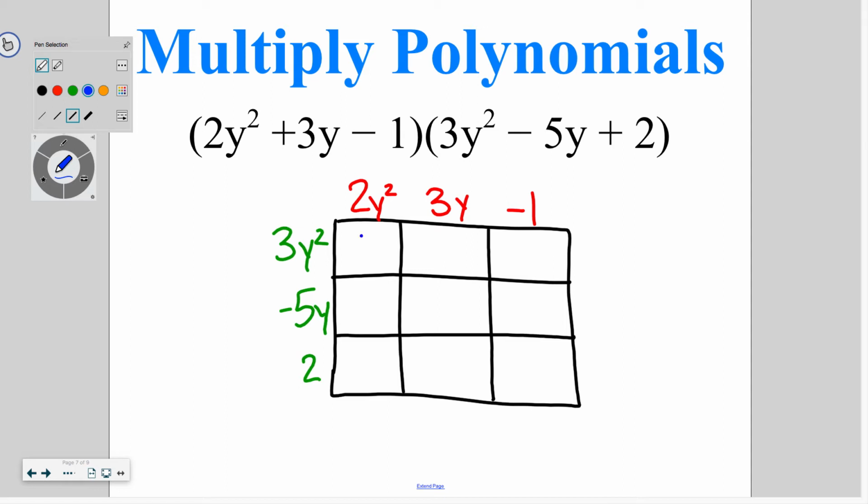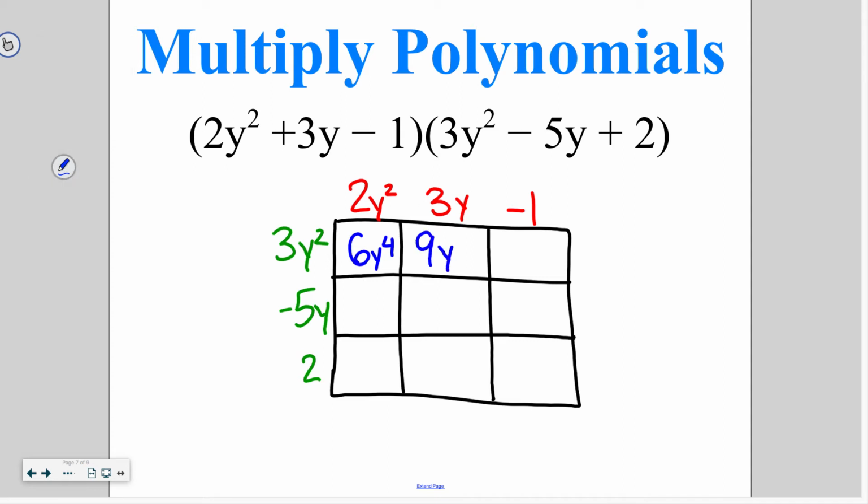3 times 2 is 6. Y squared times y squared is y to the fourth. 3 times 3 is 9. Y times y squared is y to the third. 3 times negative 1 is negative 3 with just y squared. Then we've got negative 5 times 2, which is negative 10. Y times y squared is y to the third.